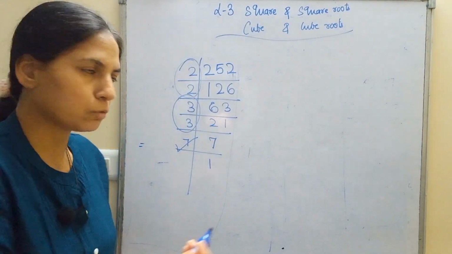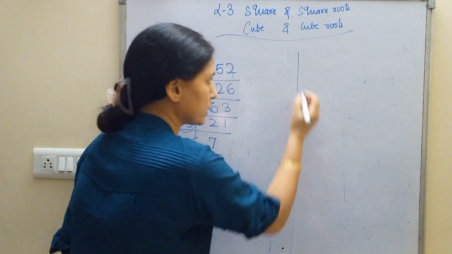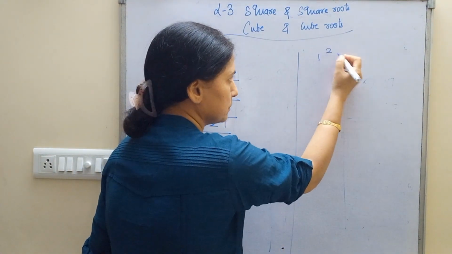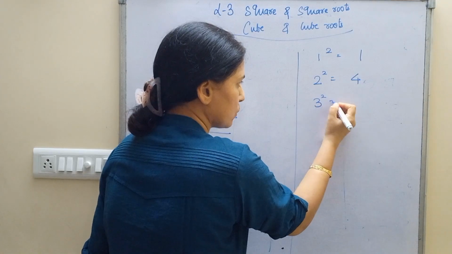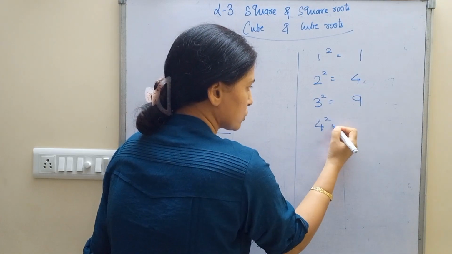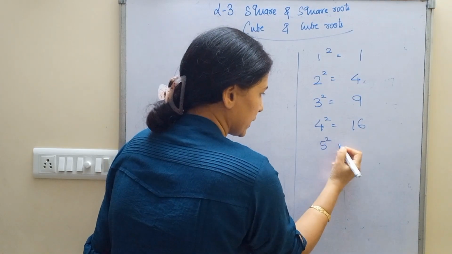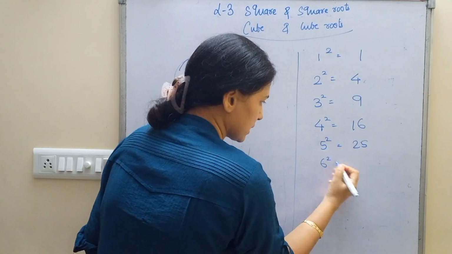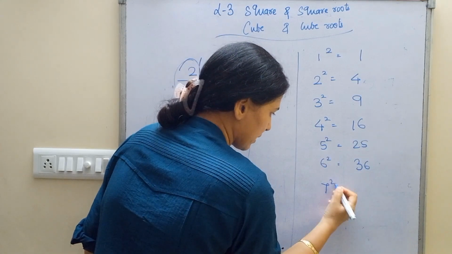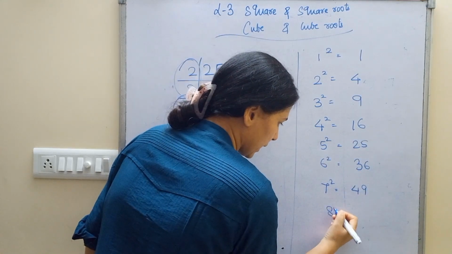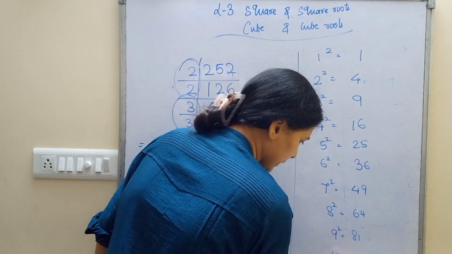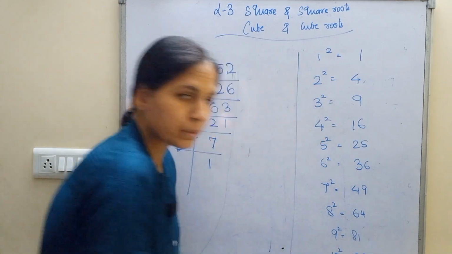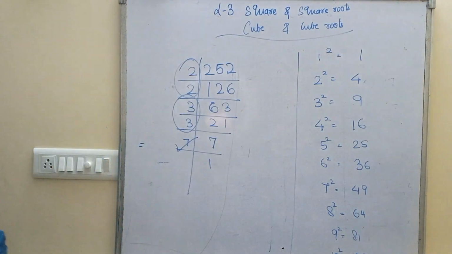I'll tell you how to find it. My dear students, what is the square of 1? 1. 2, 4. 3 square, 9. 4 square, 16. 5, 25. 6, 36. 7, 49. 8, 64. 9 square 81 and 10 square is 100. Now dear students, just look at this.